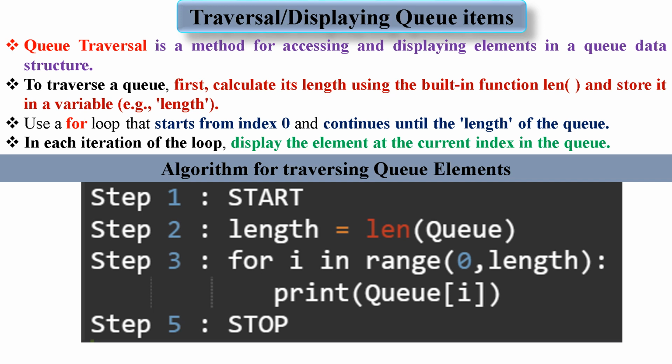This step sets up a loop that iterates through the queue's elements. It uses a for loop that starts from i equals 0 and continues until i reaches the value of length minus 1. Essentially, it goes through each index in the queue. Step 3, continued. Print queue of i. Within the loop, this line of code prints the element at the current index i in the queue. It retrieves and displays each element one by one as the loop iterates. Step 5. Stop. This step marks the end of the algorithm, indicating that the execution has completed.